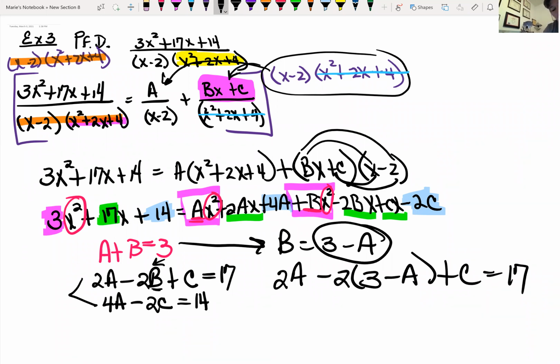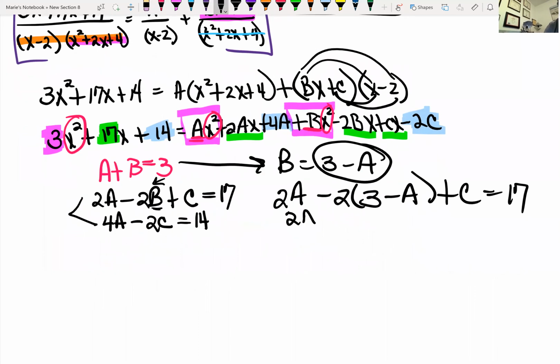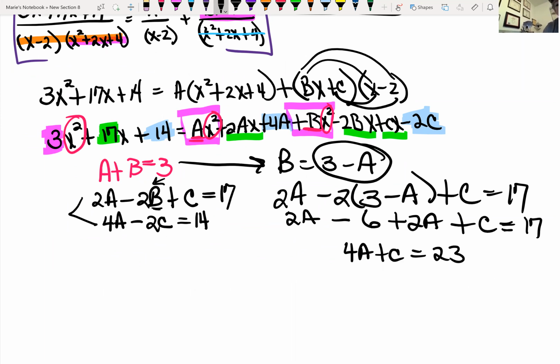I'm trying to make it so that I only have a and c terms, and I'll cancel one or the other at this point. So if I continue to solve, this gives me 2a minus 6 plus 2a plus c is 17. This will end up giving me 4a plus c is equal to 23. Because remember, I'm going to add that 6 to both sides. I'm combining my 2a's, two 2a's, which is 4a plus c, and then that's where I get the 23.